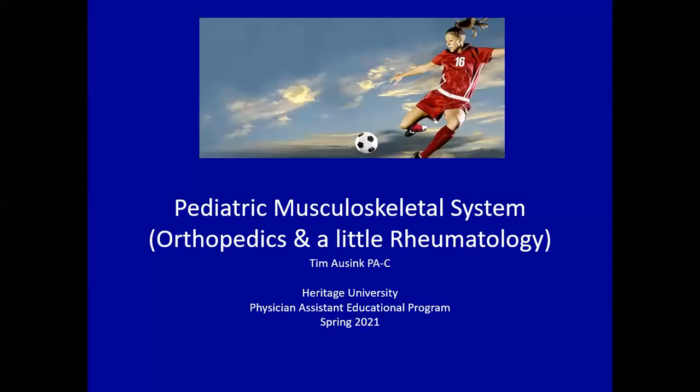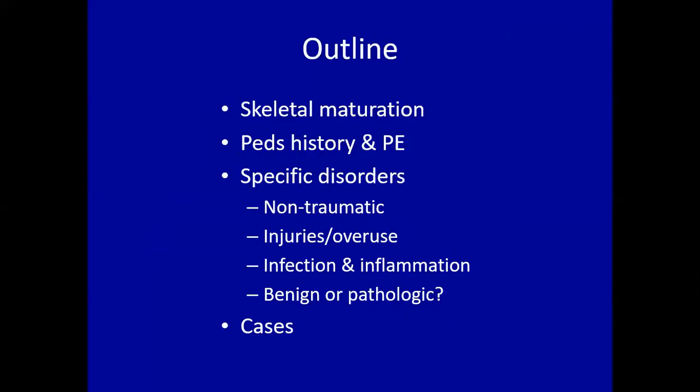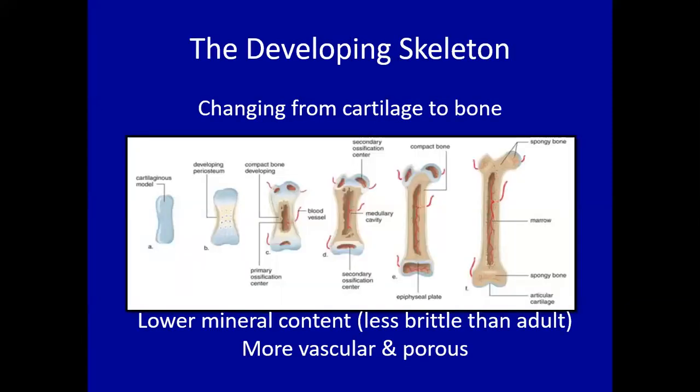Okay, so moving on, outline. So we'll go over some skeletal maturation stuff. Primarily what separates pediatrics from the rest of the population is as they're developing. A little bit about history and definitely some physical exam stuff. Then we'll go over some injury type things with some cases kind of smattered in there, as well as some review stuff. So the developing skeleton, basically they're going from this cartilaginous structure to more dense bone tissue.